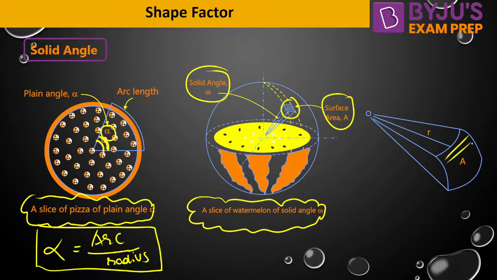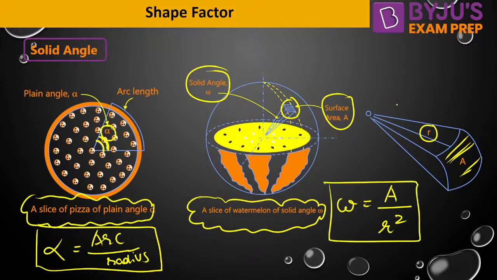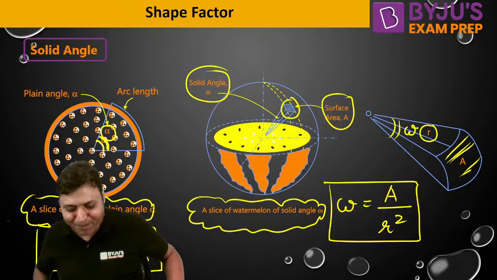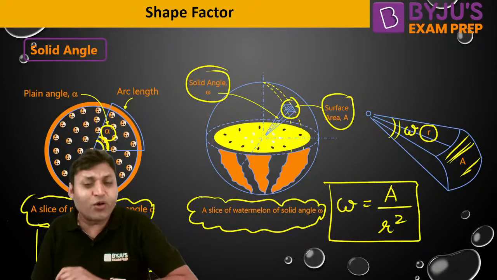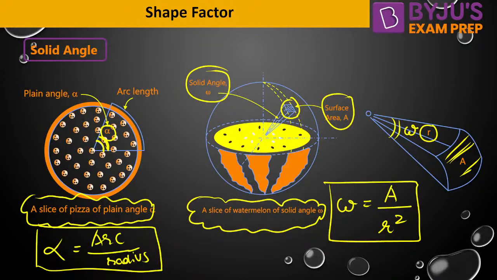So this is the area A, and this is the radial distance R. So omega, that is the solid angle, is the area A by R square. That is how the solid angle is defined. This is omega. I hope you have understood it. If anybody is having any doubt in understanding the plane angle and solid angle, the unit of plane angle is radian, and the unit of solid angle is steradian.